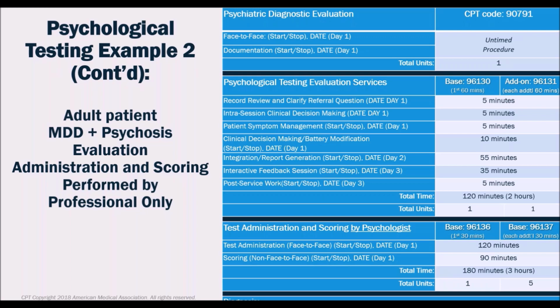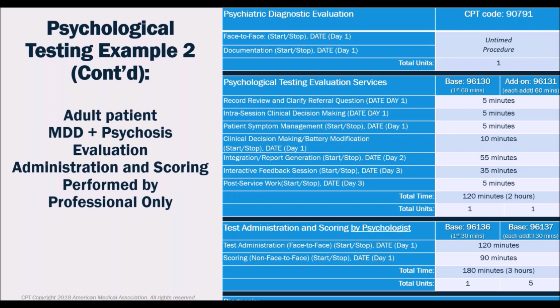This example table depicts the dates, times, and codes billed for the psychological evaluation that took place over 3 days. All the services in this example were provided by the psychologist only. So many clinical psychologists will perform their own testing and do not use psychometrists. So if you don't use a psychometrist, this is the way you would bill for that type of episode of care. Once again, the 90791 is the initial intake and diagnostic interview, which is billed using the 90791 code, and it's not a time-based code, so that's always going to be 1 unit.